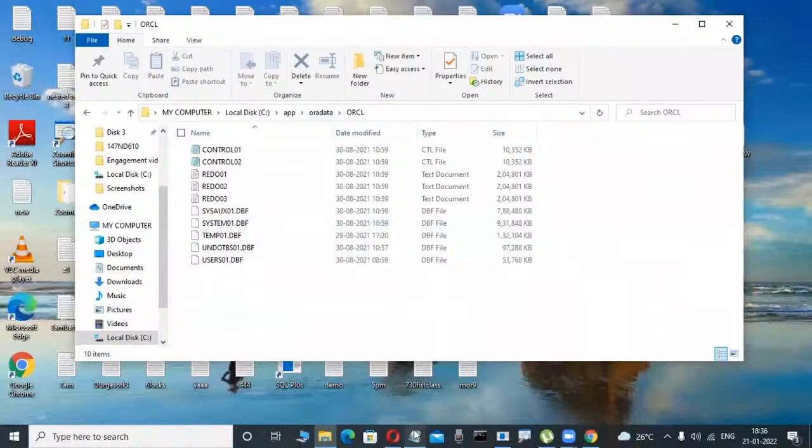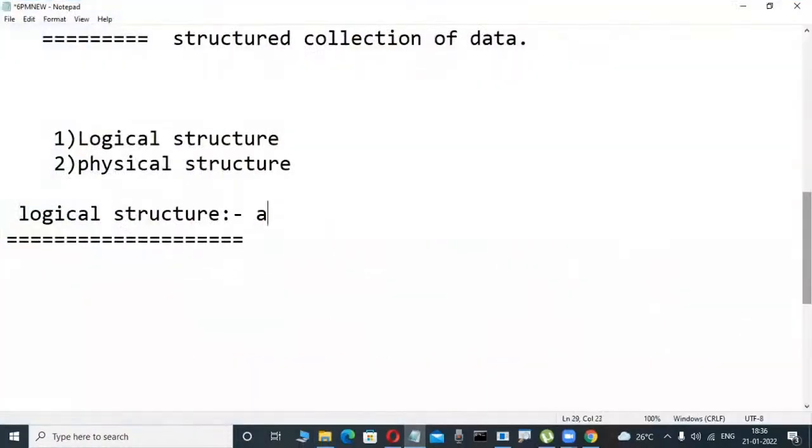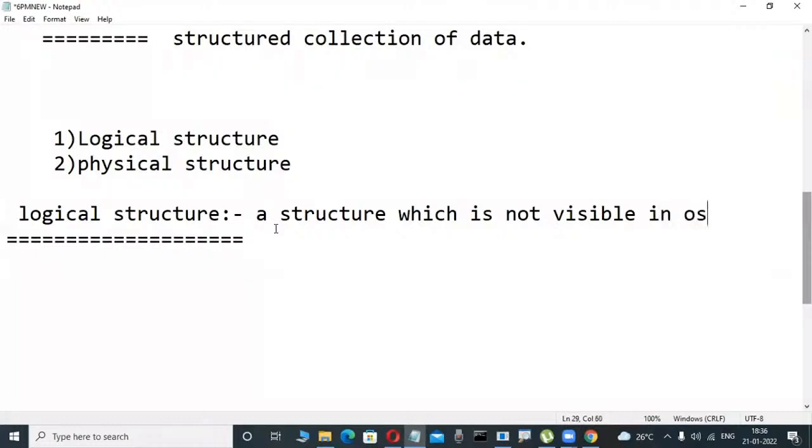That's why, what is a logical structure means, don't write it. A structure, what structure means, database structure, don't worry. A structure which is not visible in the operating system, in OS, is called the logical structure of the database. That's why when you are creating a table also, we are unable to view it in the C drive, D drive like that only.